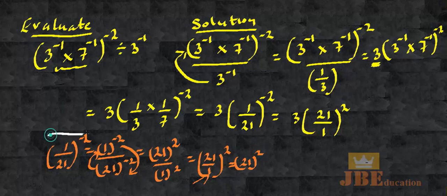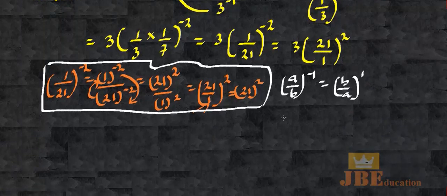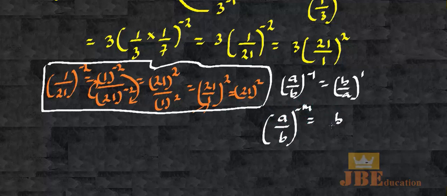Okay, so we have a lot of formulae that we can apply. Say for example, you've got a divided by b raised to the power negative 1. You can rewrite this as b divided by a raised to the power positive 1. This is also one of the formulae I have already illustrated to you in the previous class. So in general, if you are given something like a divided by b raised to the power negative m, I can rewrite this as b divided by a raised to the power positive m. Okay, so remember this.